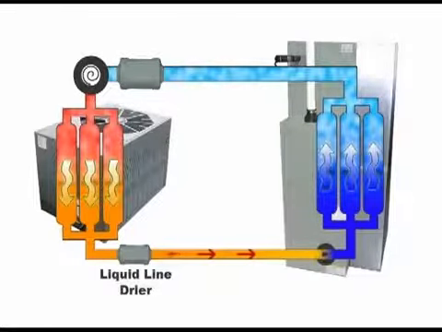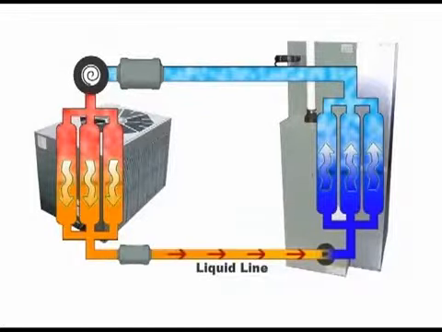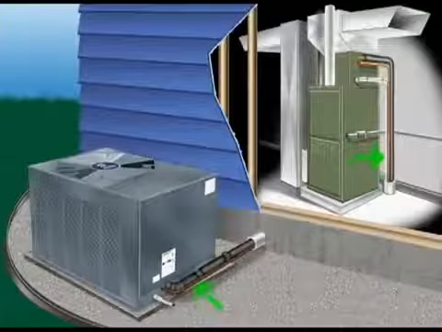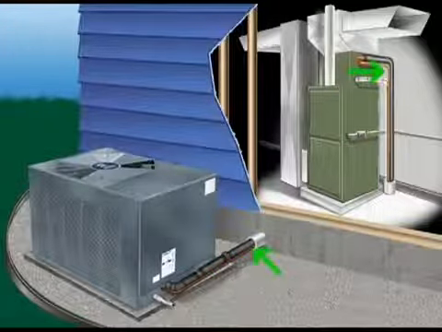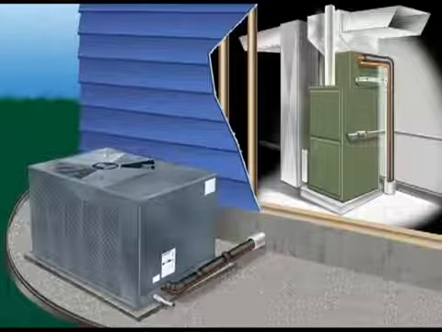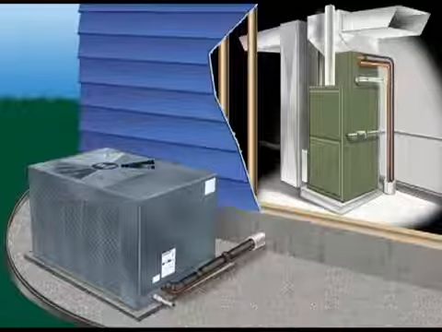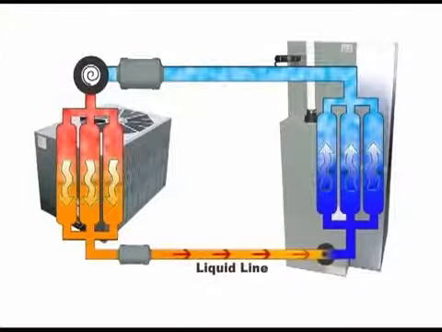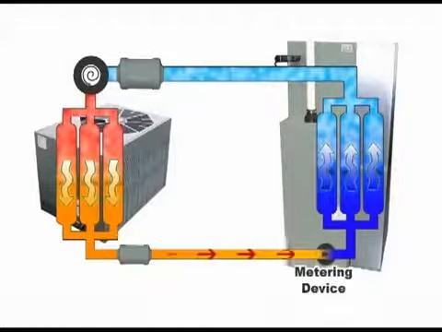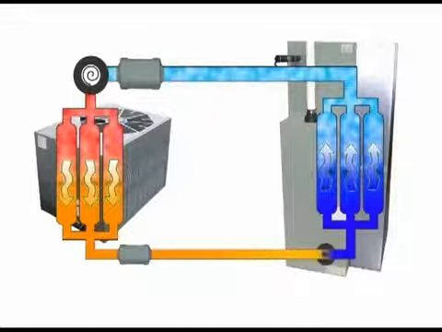After passing through the liquid line dryer, the liquid refrigerant flows through the liquid line. This line is the smaller of the two lengths of tubing that connect the indoor and outdoor units together. It can also be easily identified as it is the uninsulated tube. After passing through the liquid line, the refrigerant arrives back at the metering device, our starting point in the tour. The refrigerant has now come full circle and is ready to repeat the process over and over again.